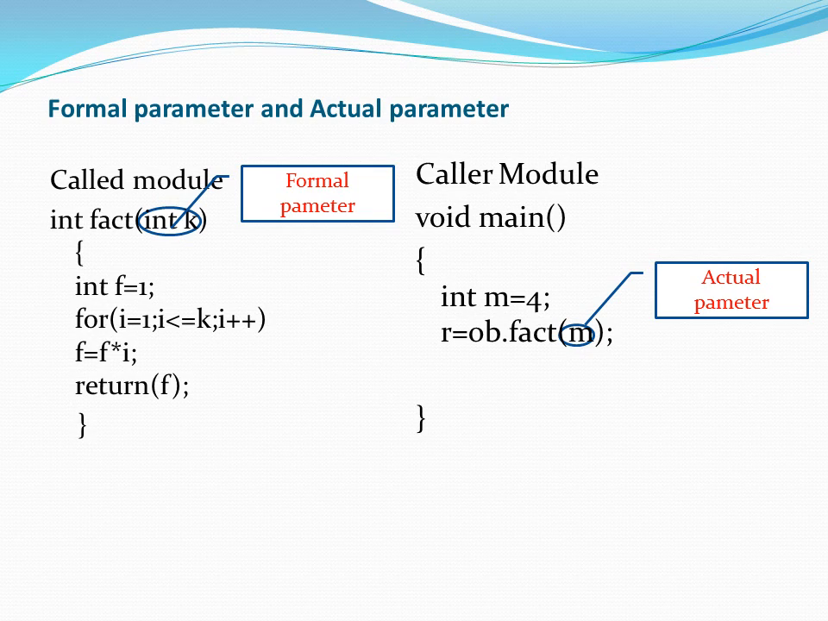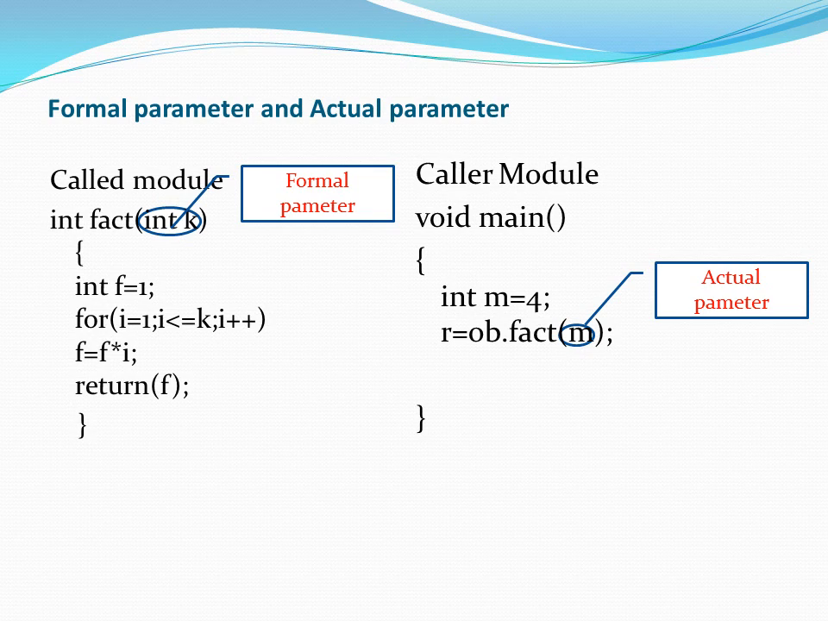Now I will explain formal parameters and actual parameters. Formal parameters are the variables written or declared in the function definition or prototype, and they receive their values when a call to that function is made. In this example, the integer variable k of the function named fact is used to receive values from the caller statements. Thus, k is called a formal parameter.